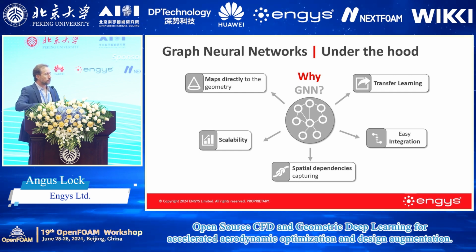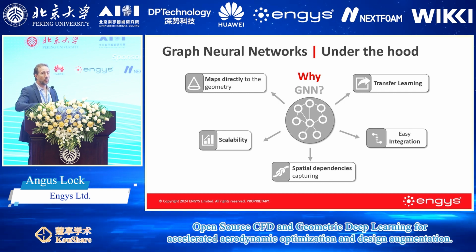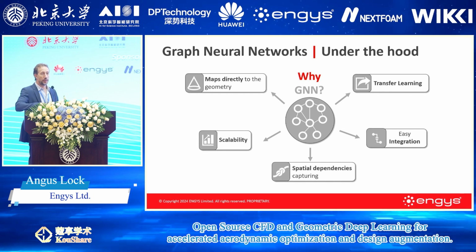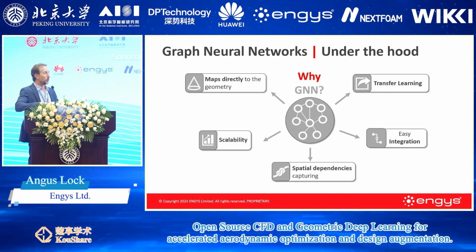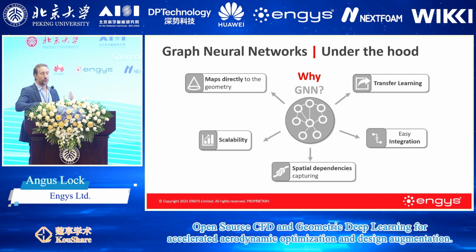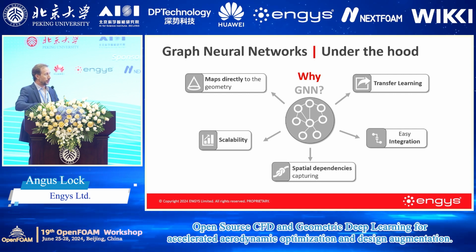And another key thing is transfer learning. One of the advantages of graph neural networks is it's relatively easy to introduce new geometry or change the shape of the object and retrain the model with minimal effort to update this new information that's being provided.